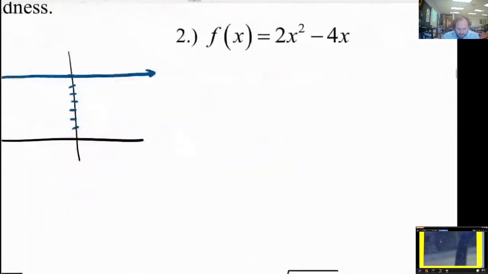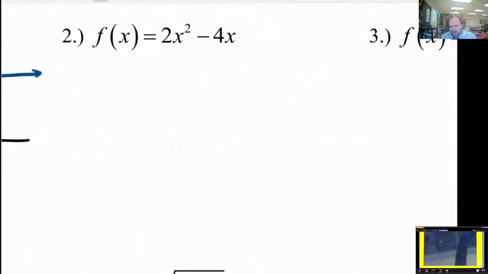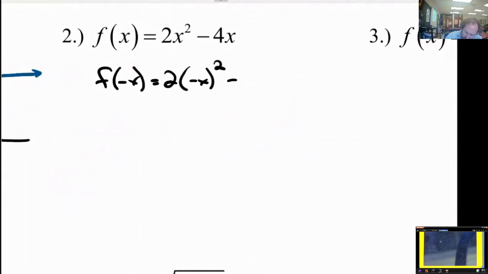Let's look at number 2. Now, we don't need to graph all these all the time. In fact, what you really want to do to determine if it's even or odd is just plug in negative x and then simplify as much as you can. f of negative x in this problem is 2 times negative x squared minus 4 times negative x. Now what we're checking to see is if this is A, exactly the same as the original function, or B, exactly the opposite of the original function. Now let's take a look and see what happens.